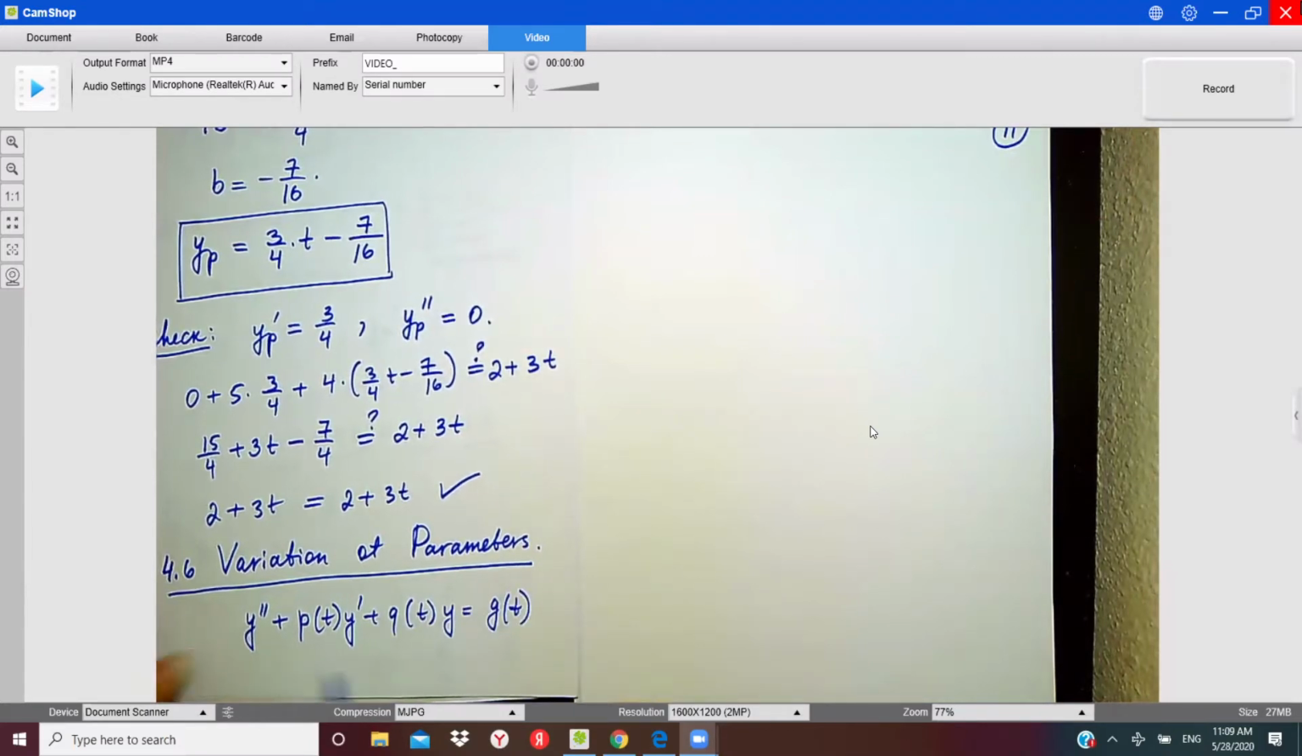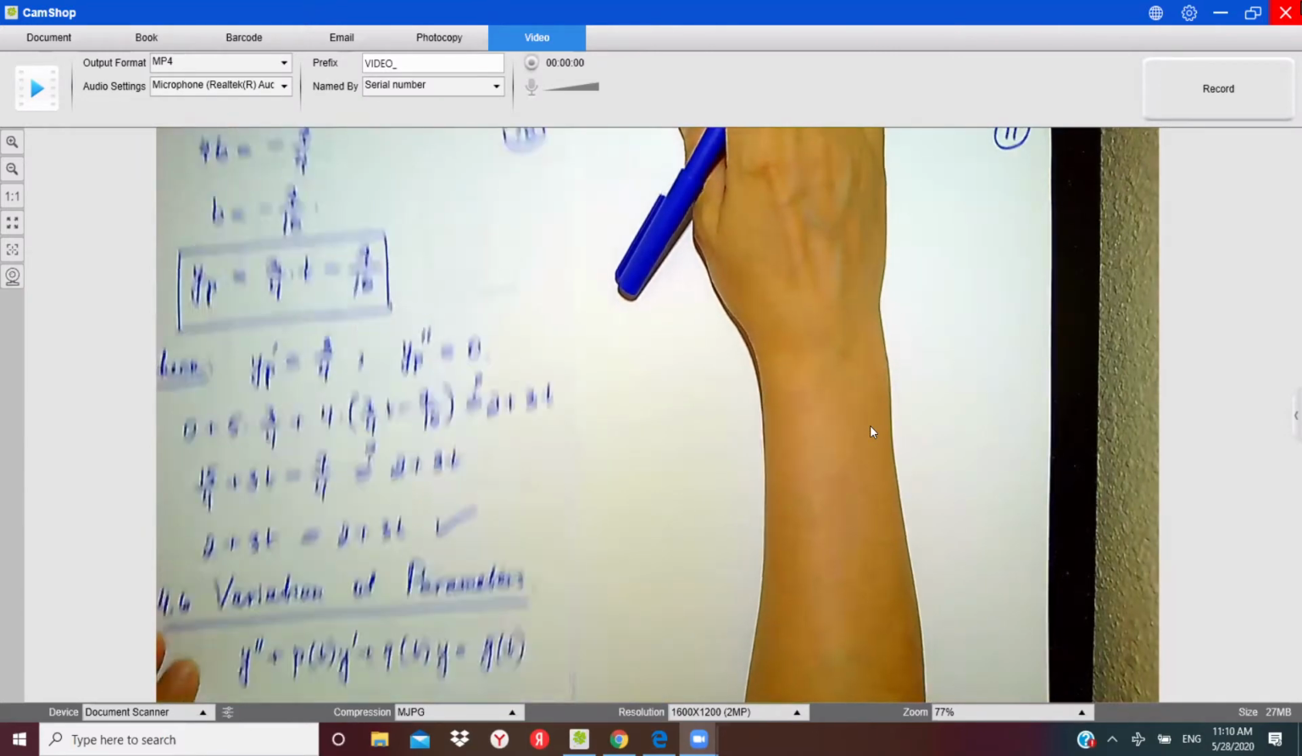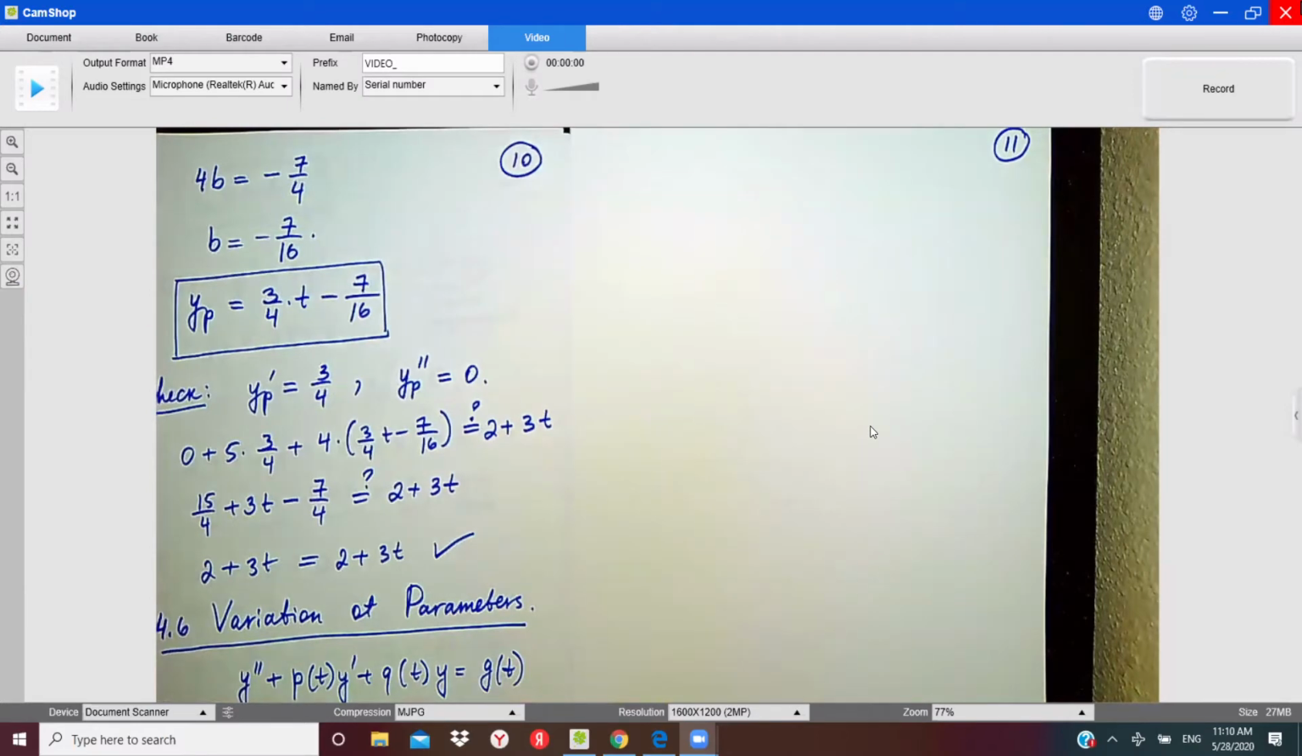Inhomogeneous, right? And P and Q here are, well, we're going to work with constants. So most of the problems in these sections will have P of t and Q of t equal to constants, okay? So we'll focus on that. Those are simpler. All right, so for this method, we will start with an example.